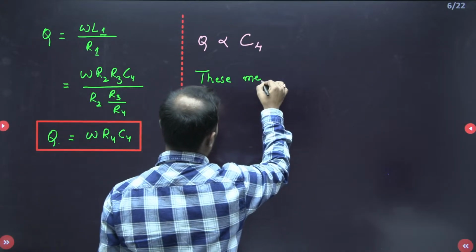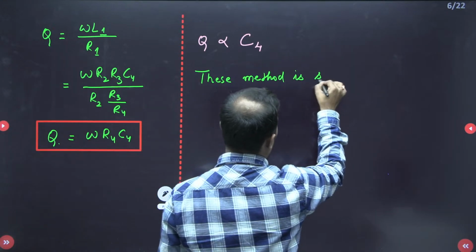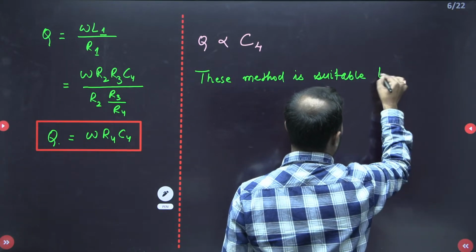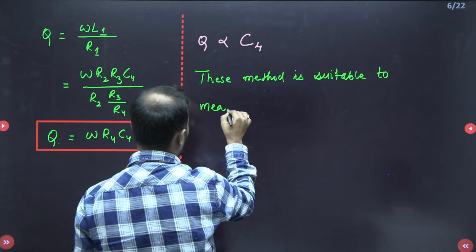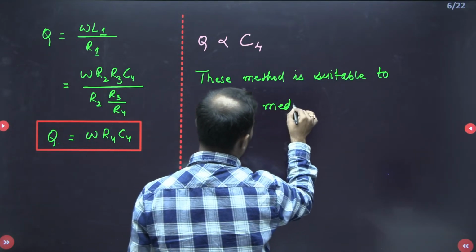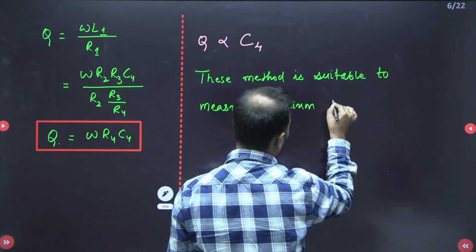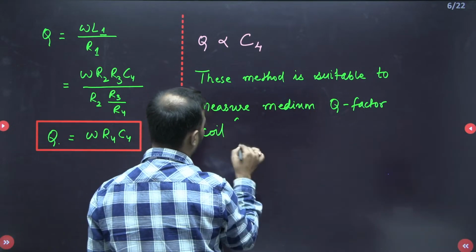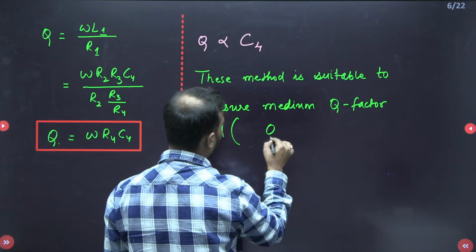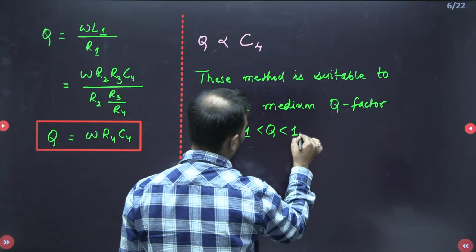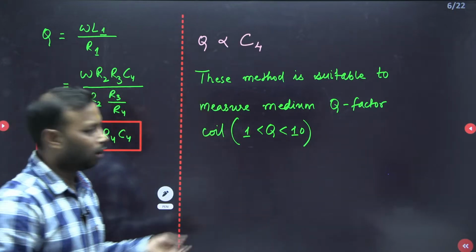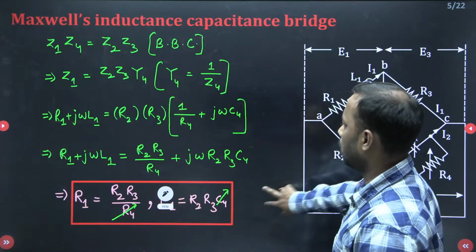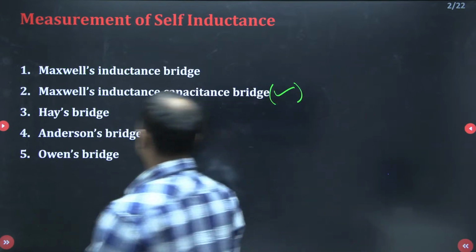This method is suitable to measure medium Q factor coil. Okay, so what do you mean by medium Q factor? If the range of the quality factor is between 1 to 10, then this is your medium range of coil. So what is a high range of coil? If the Q is greater than 10, then what bridge is suitable? The bridge which is suitable over here will be this bridge.